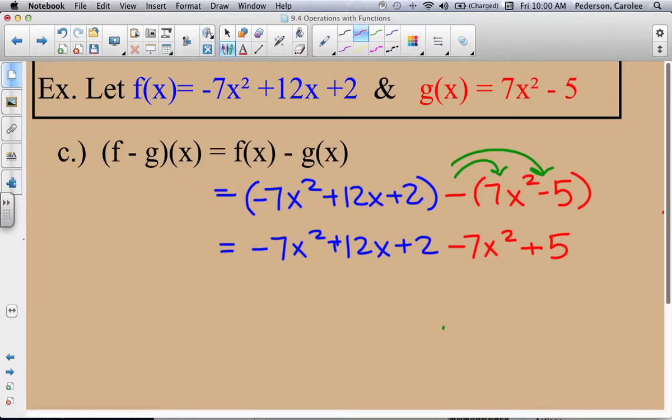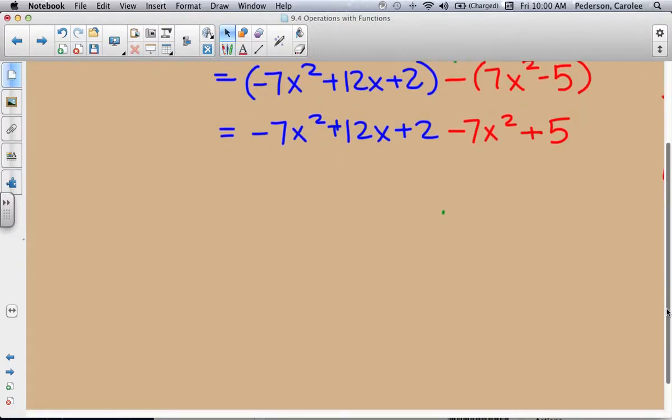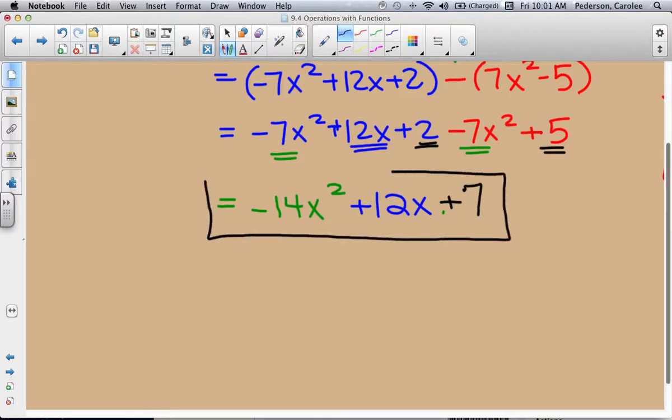Now I combine like terms. The negative 7x squared and negative 7x squared become negative 14x squared. Then this 12x is alone, so that's the next highest term. And then my last pair of like terms is plus 2 and plus 5, which become plus 7. So there is my answer. F minus g is negative 14x squared plus 12x plus 7.